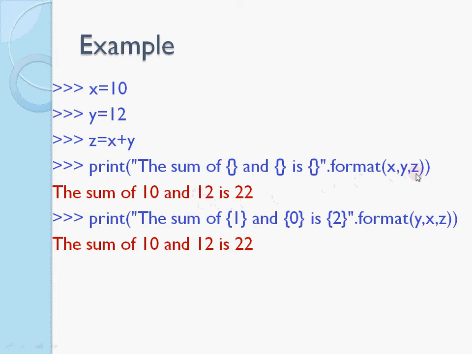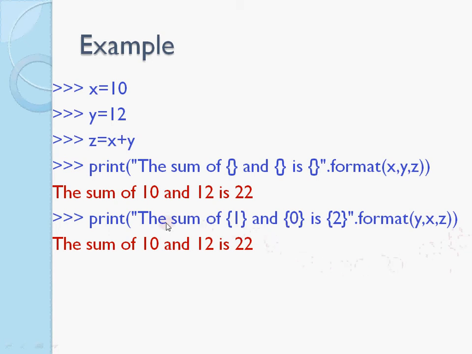Next, in the third position we have the variable z, so the value is the sum of x and y, so it is 22. We can also explicitly say the position of the variables, the arguments of the format function here. So 0 means the first position, 1 the next position, 2 the next position, and it goes on like this.